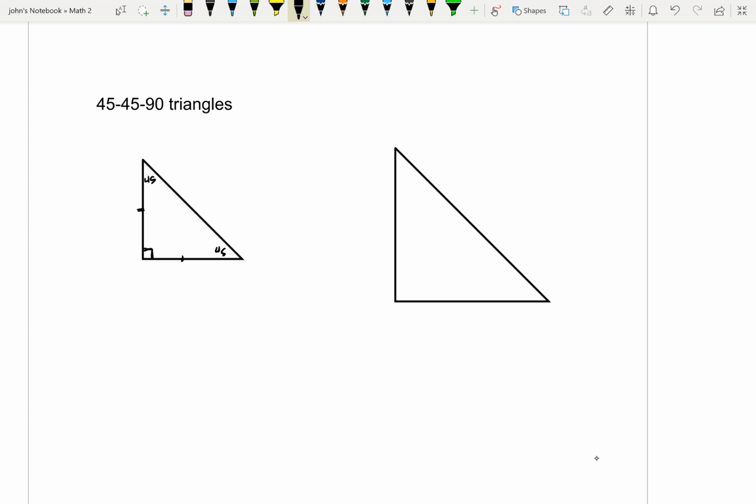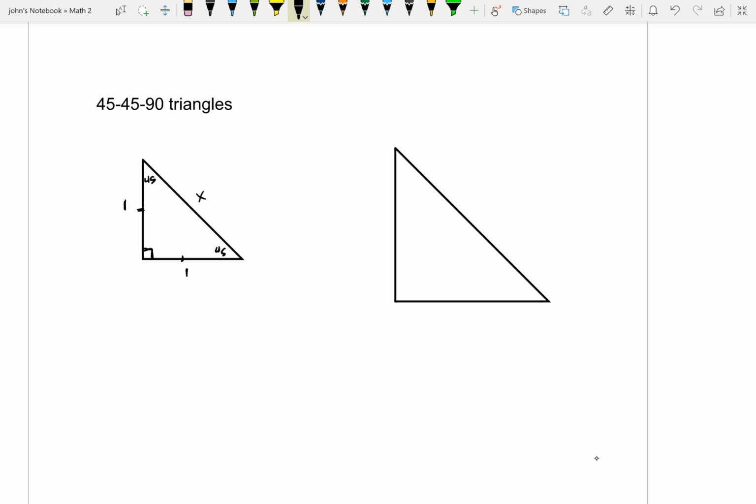All right, so let's start out, let's say these sides are equal to 1. So this side is 1. Well, that means this side is 1 too, right? Because the two angles are the same, the two sides have to be the same. Let's find that missing side right there.